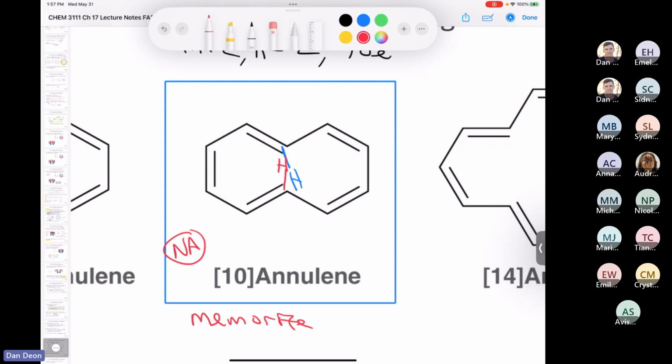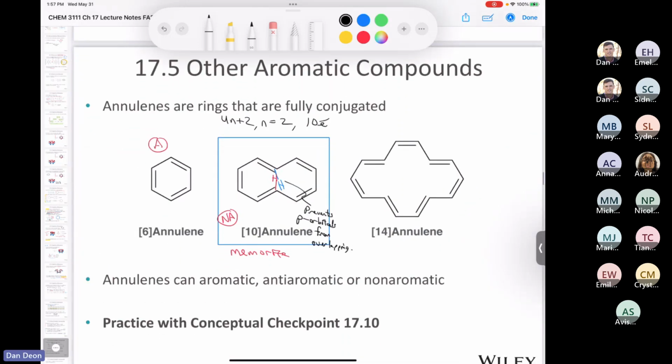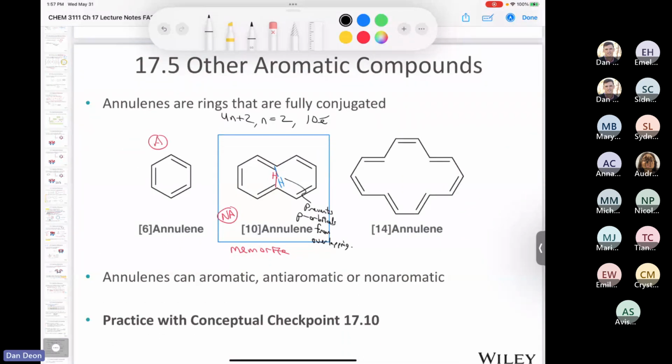prevents the p orbitals from overlapping. So I'll even write that here. We'll put prevents p orbitals from overlapping. All right, there you go. And again, it's a very specific example that you'll have to memorize, that one, 10-annulene. Now, Audrey, if we go to the next one, 14-annulene.